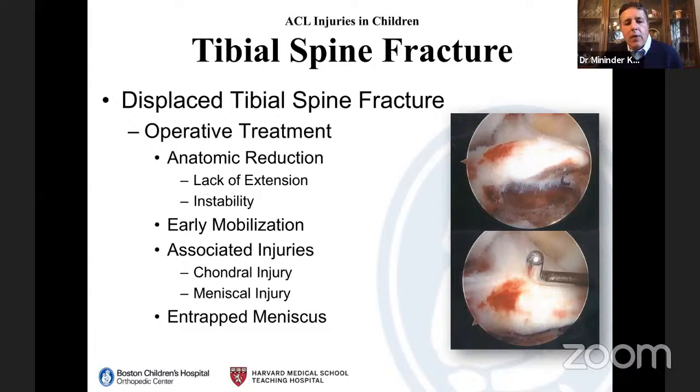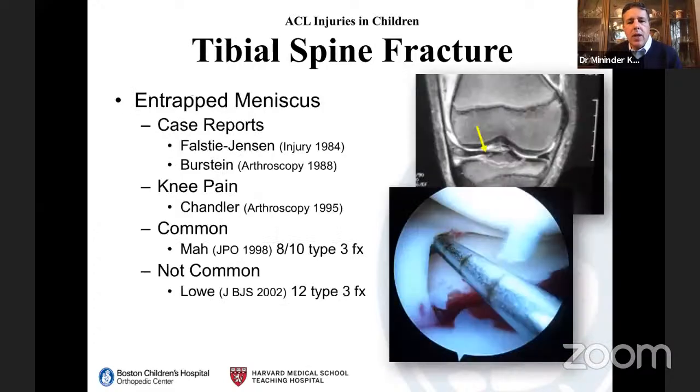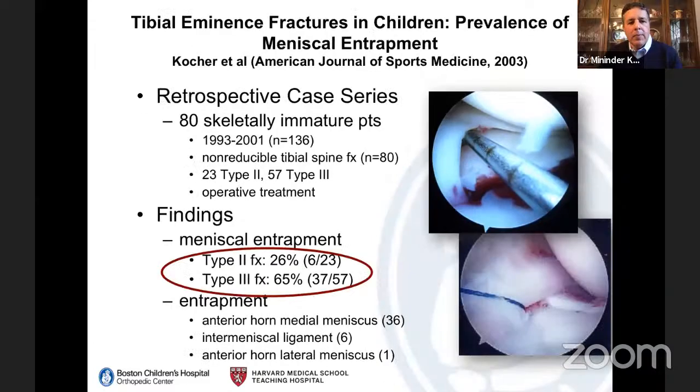Also, this may allow for early mobilization, which has some benefit in terms of scar tissue and arthrofibrosis, and to treat the associated injuries, chondral and meniscal, including entrapment of the meniscus. Entrapment of the meniscus had been reported in various case reports. In one series of 10 patients, it was found to be common. In another series of 12 patients, it was found to be uncommon.